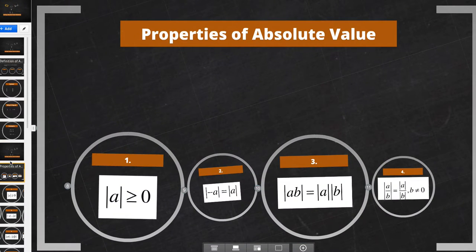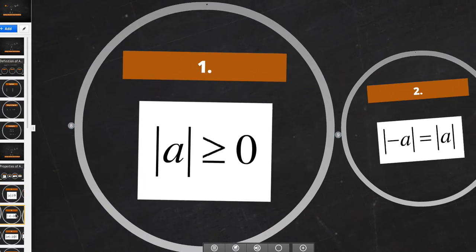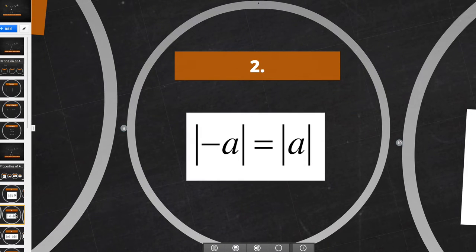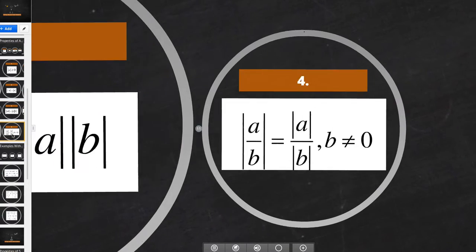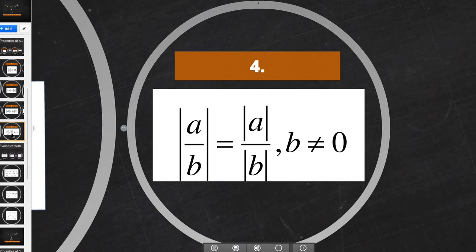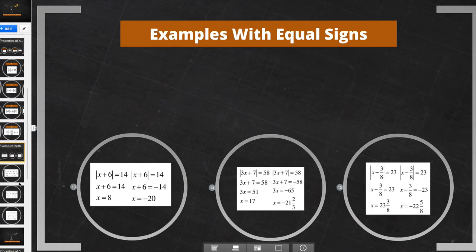Some of the properties of absolute value are: the absolute value of A is greater than or equal to 0. The absolute value of negative A is equal to the absolute value of A. The absolute value of AB equals the absolute value of A times the absolute value of B. The absolute value of the fraction A over B equals the absolute value of A divided by the absolute value of B, where B is not equal to 0. Here are some examples.